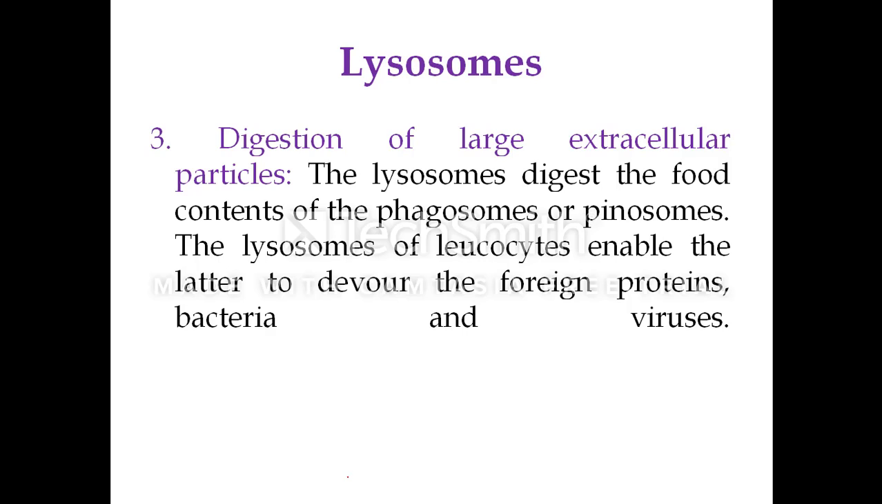The lysosomes of the leucocytes enable the latter to devour the foreign proteins. So, these lysosomes are rich in, or large sized in case of the leukocyte or the granulocyte. They exhibit a high rate of phagocytosis or pinocytosis, due to which they will engulf the foreign antigens or the foreign microbial proteins like the bacteria derived proteins or the viral derived proteins, which will be digested or detoxified, and they play an important role in the defense reaction.